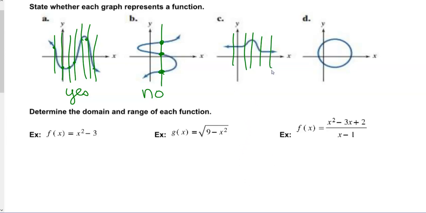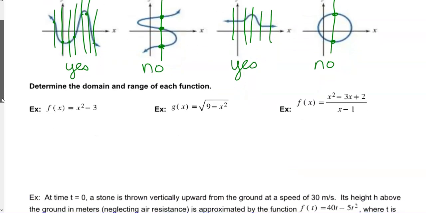So here, this one would pass the vertical line test, and this circle, if you notice right here, bam and bam, that intersects it twice, therefore a circle is not a function. It's a mathematical shape that we can kind of modify and look at. If I take half of the circle away, if I only look at this part as a semicircle, that would just be a function, but as a whole, it is not.